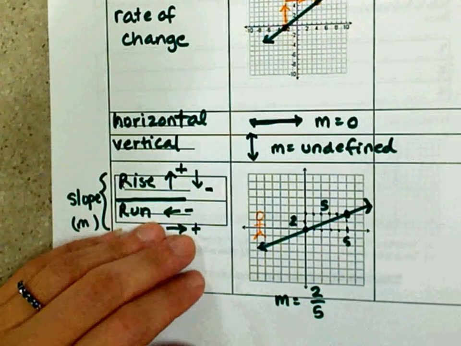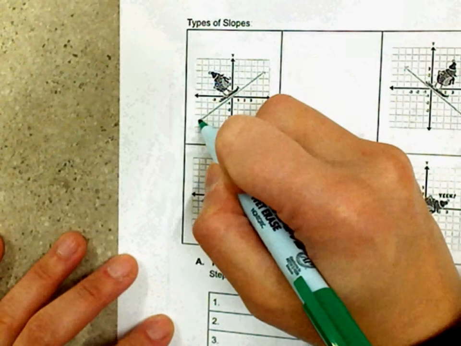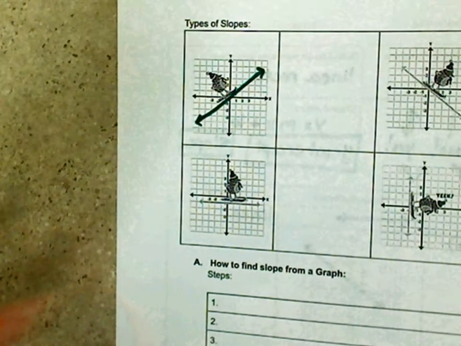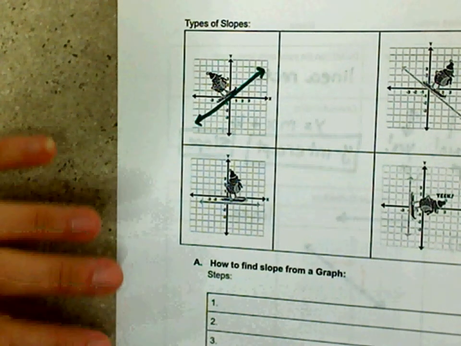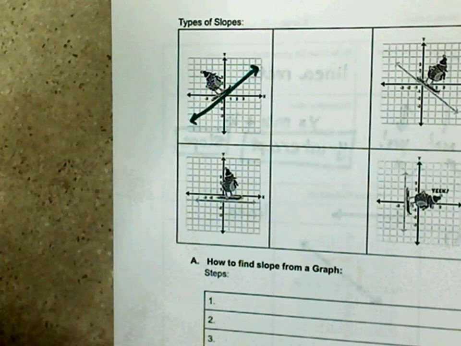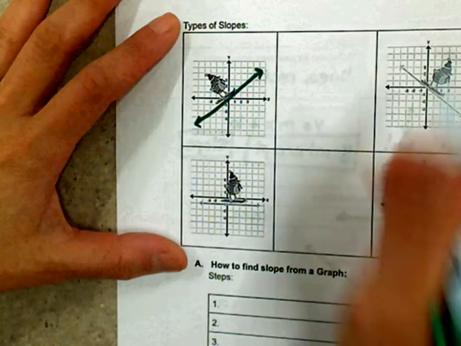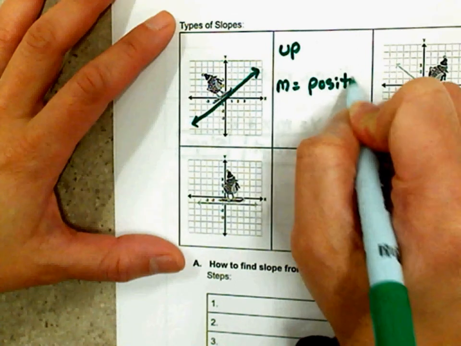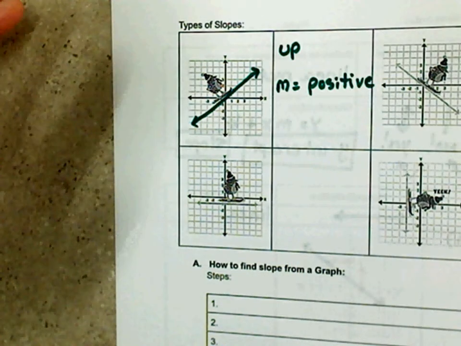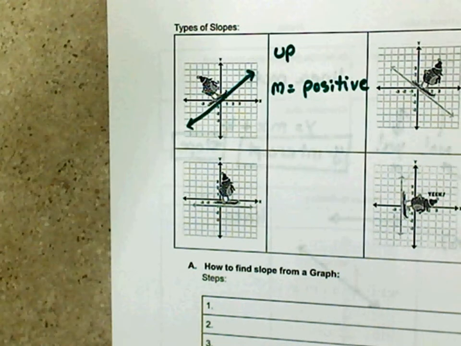All right, let's go to the back page. You guys ready? Go ahead and draw this picture. We're going to look at the different types of slope. There's only 4 kinds. If you are standing right here, see my penguin? What's my penguin doing? Is it going up or down? If it's going up, your slope is going to be a positive number. So if it's going up, it's a positive slope.